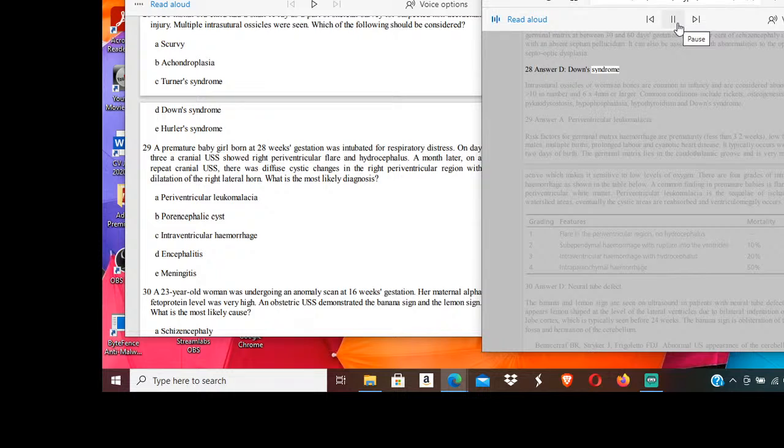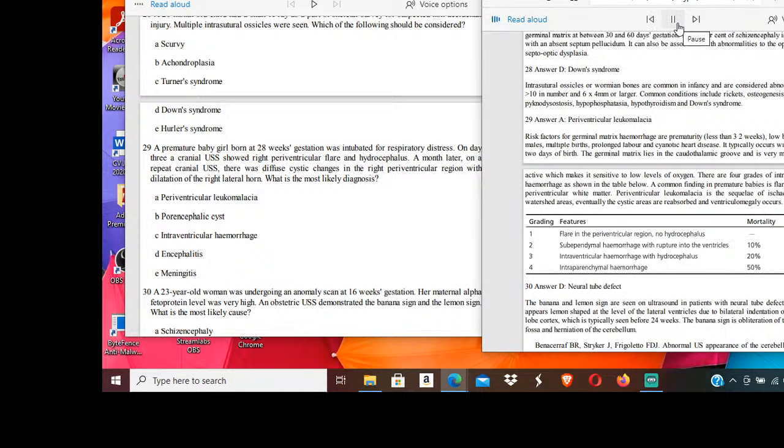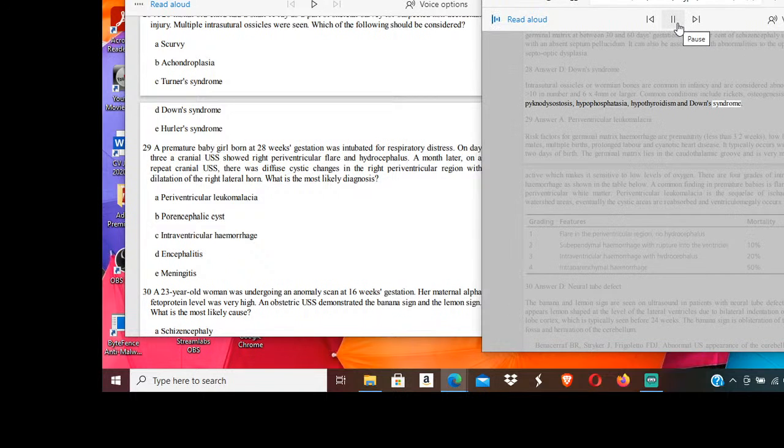Answer D, Down syndrome. Intrasutural ossicles or Wormian bones are common in infancy and are considered abnormal only if greater than 10 in number and 6 by 4 millimeters or larger. Common conditions include rickets, osteogenesis imperfecta, pycnodysostosis, hypophosphatasia, hypothyroidism, and Down syndrome.